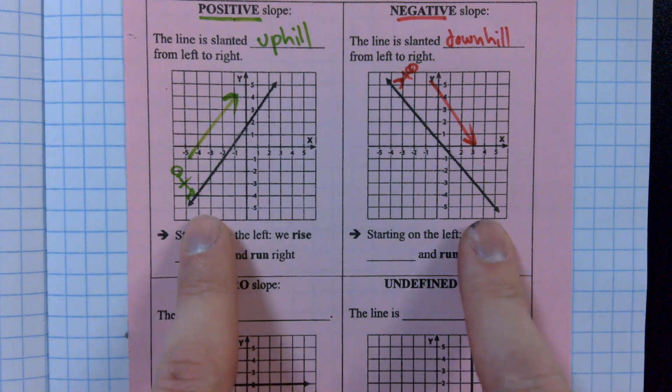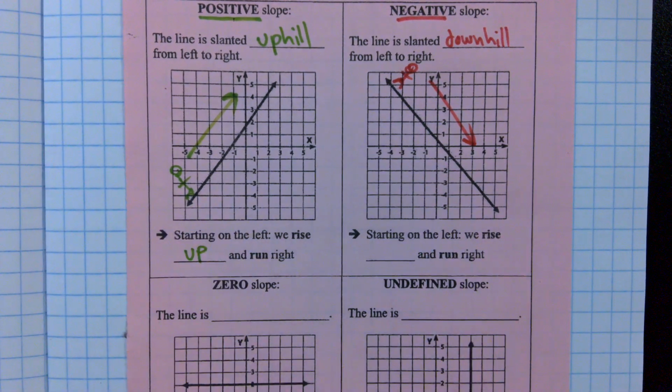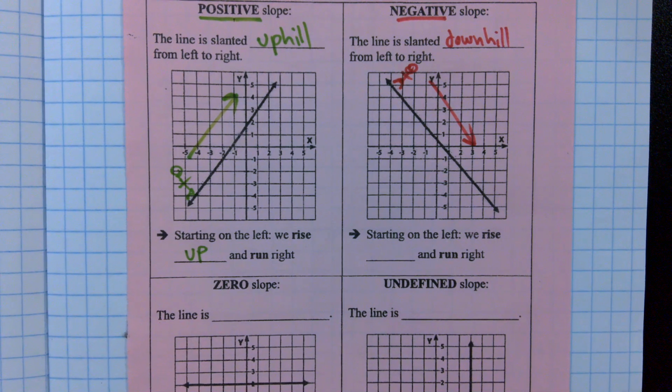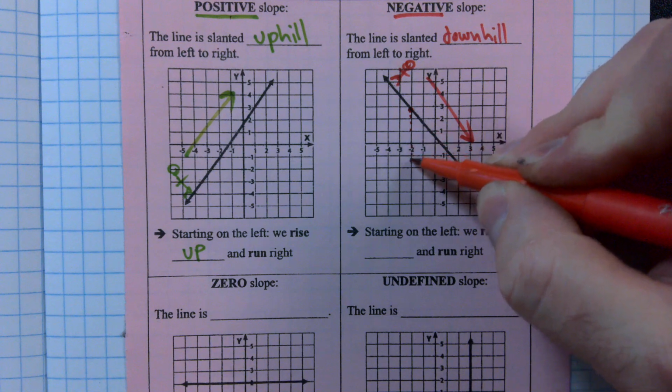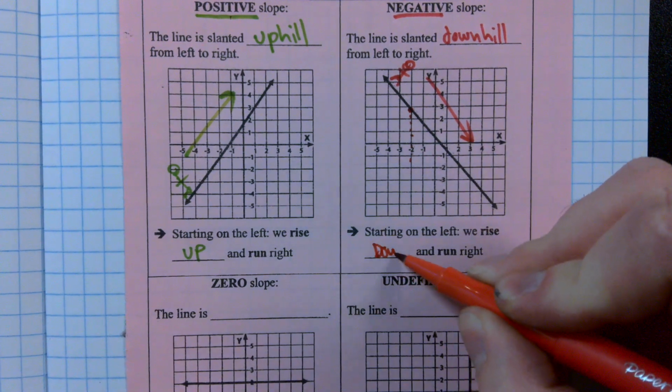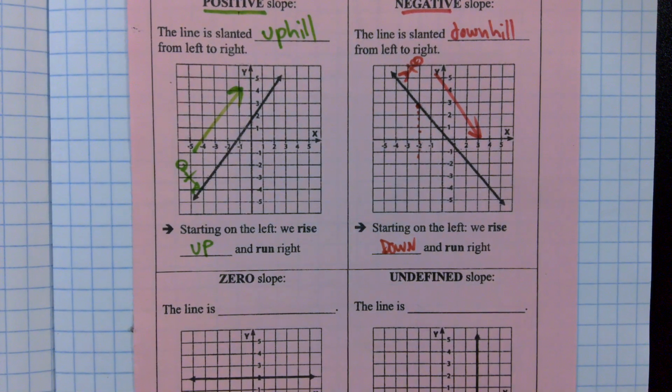Give me a thumbs up if you see visually the difference between these two slopes. One slanting up, one slanting down. Okay. Again, if we wanted to do our rise over run, we could start here. We'd clearly be rising down. But we're always going to be running to the right, so we'd still be running to the right, right? Right.